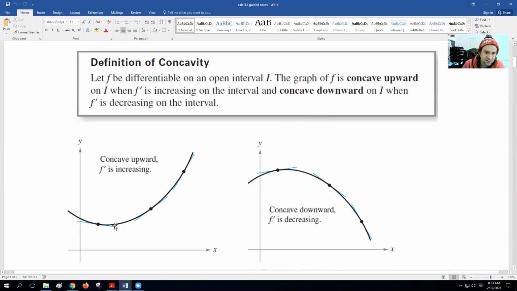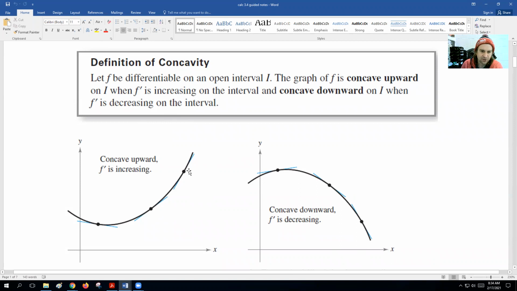You can see it starts negative, it gets positive, and then even more positive. As you move along the graph, the derivative becomes more positive, positive, positive. It gets higher and higher, the slope does. It's concave down on I when f prime is decreasing on that interval. So if the derivative gets lower and lower, the slope gets lower and lower as we move along, it's concave down.